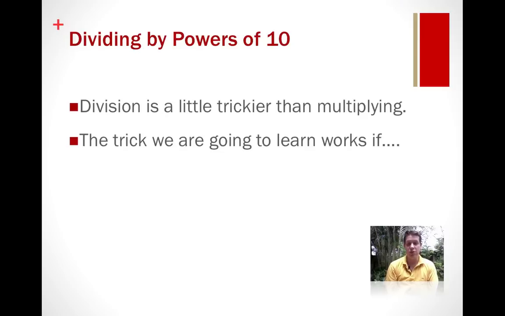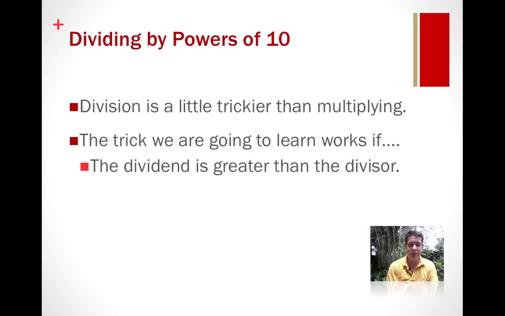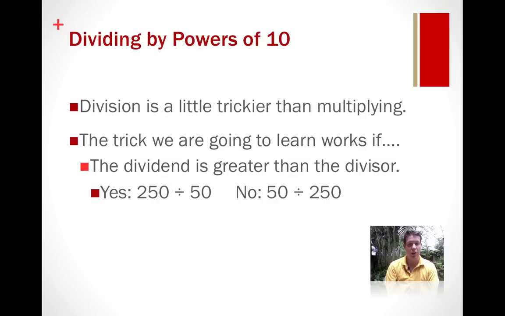So the trick we are going to learn today works if two of the following things are true. The dividend is greater than the divisor. Remember that means that the number that's going to be divided is greater than the number dividing it, okay? So the dividend is greater than the divisor. We're going to do the trick we're getting ready to learn, okay?